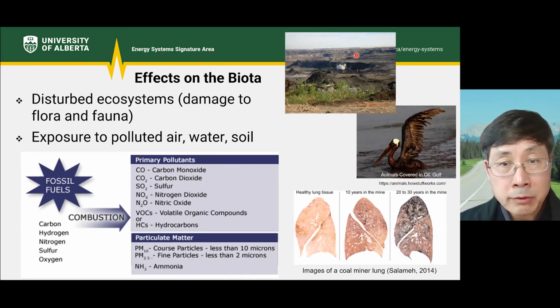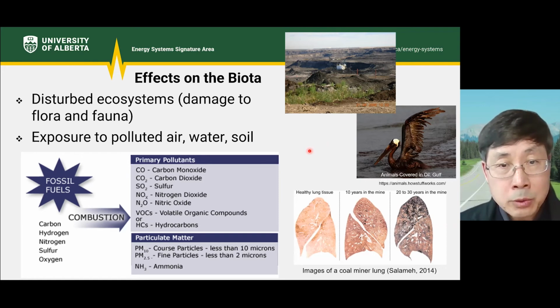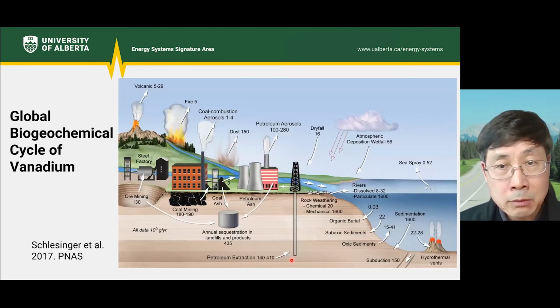Obviously, the surface disturbance I mentioned earlier is going to damage the ecosystem, removing the vegetation and causing damage to the soil, fauna, etc. as well. Exposure of the biota, such as animals and human beings, to polluted air, water, and soil will obviously cause significant influences on the biota. Fossil fuel combustion is going to cause a lot of pollutants, particulate matter as another example, which pollutes the air and influences human health.